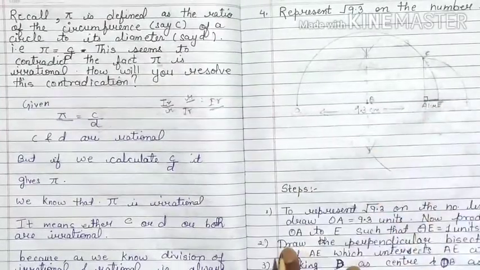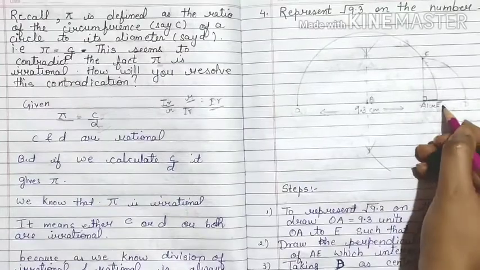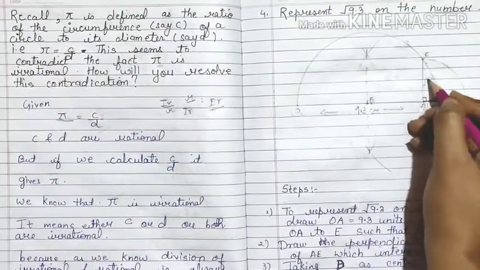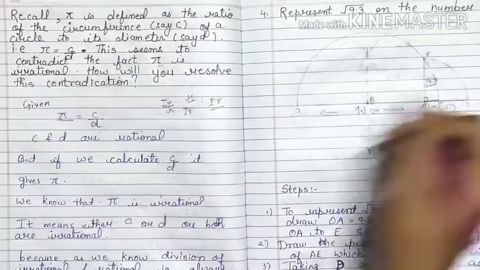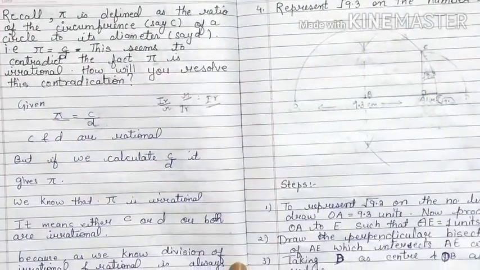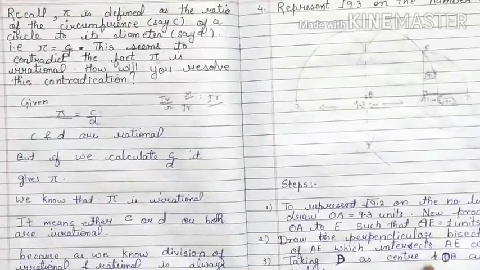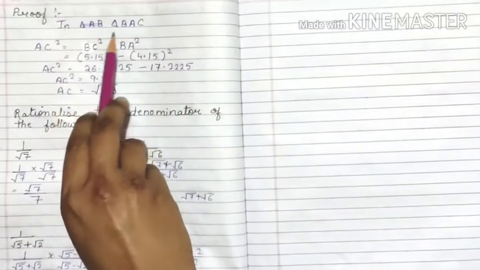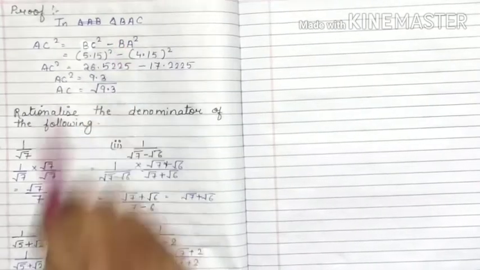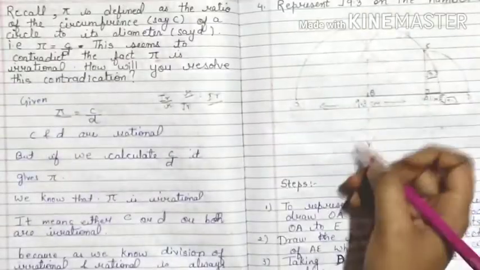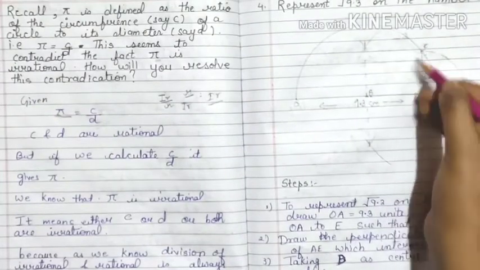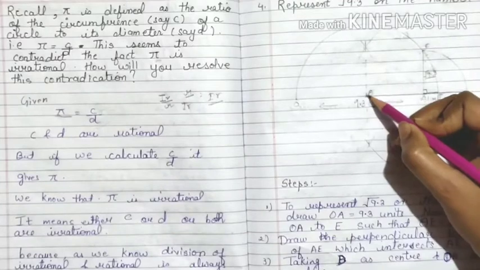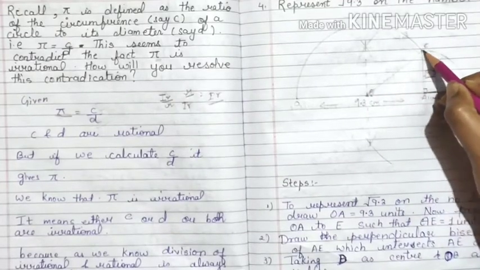So AD is root 9.3. Here AC is root 9.3. We can now prove it also. Okay, by Pythagoras theorem. For this we have to take triangle BAC. Here triangle BAC. First we have to join BC. Okay, let's suppose we have joined BC.